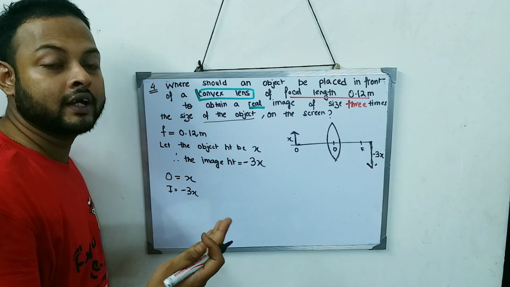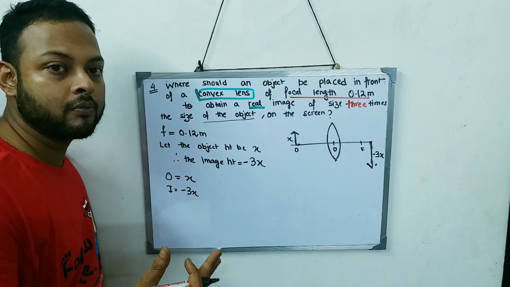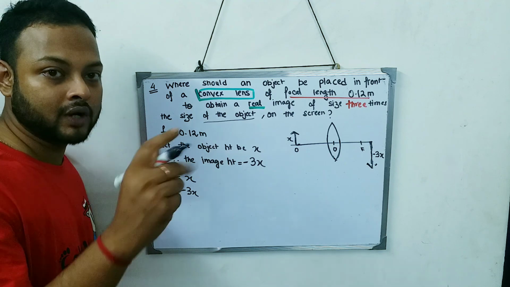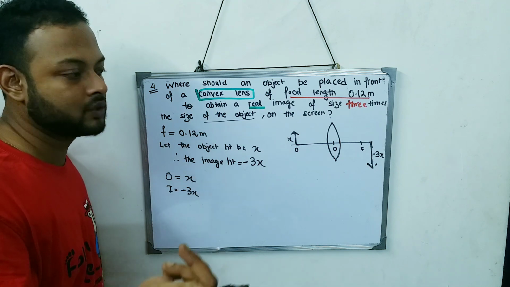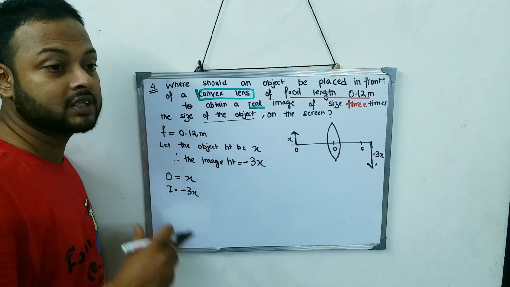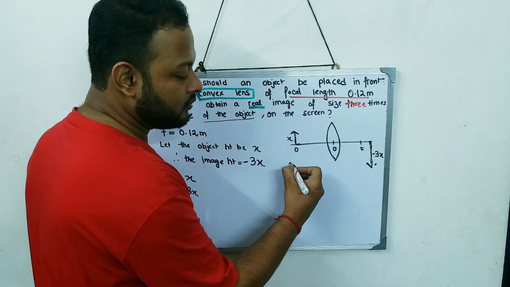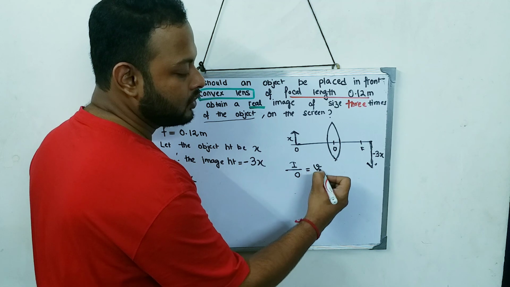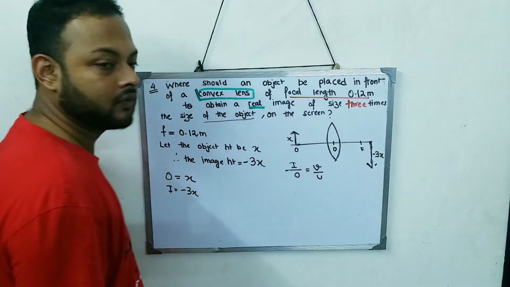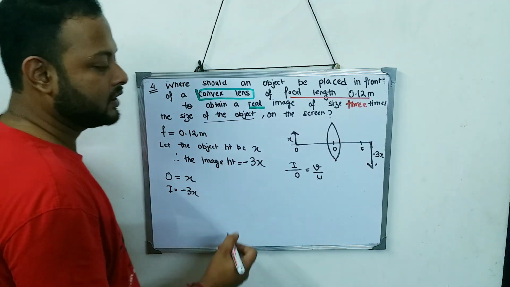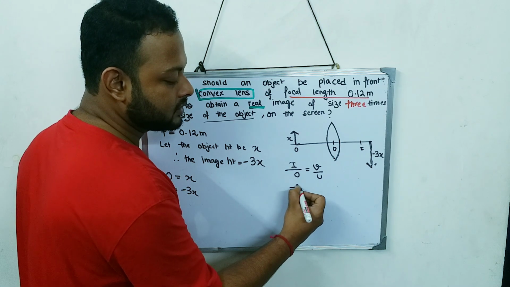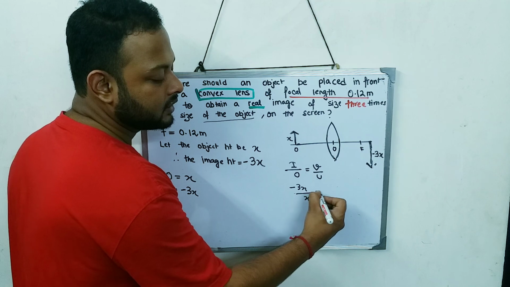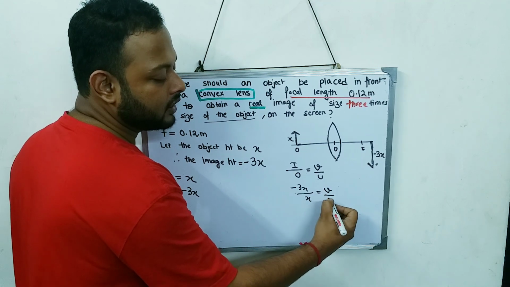And only when I get a relationship between V and U can I use the lens formula, that is 1 by F is equal to 1 by V minus 1 by U. So first get a relationship between V and U. I'll use the magnification formula, I by O is equal to V by U. Image height is how much? Minus 3x. Object height is how much? X. And that is equal to V by U.